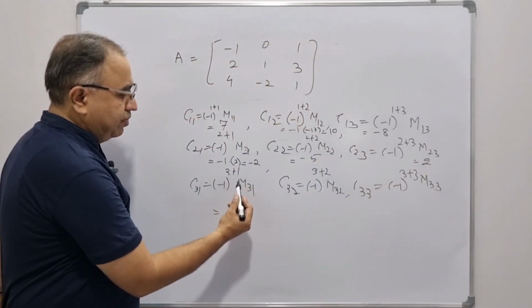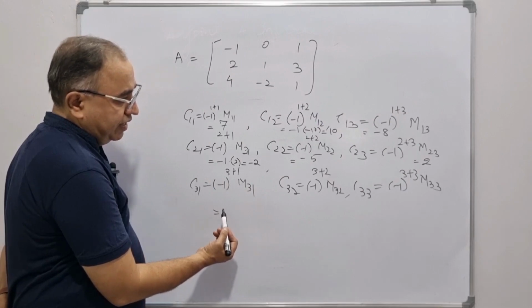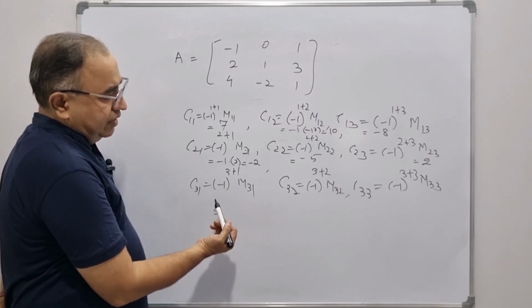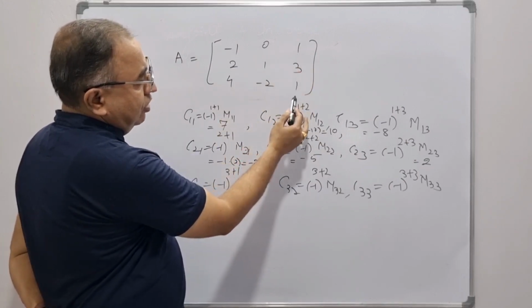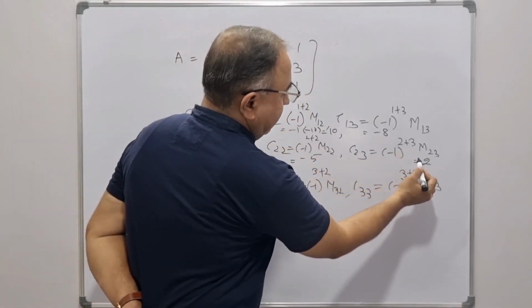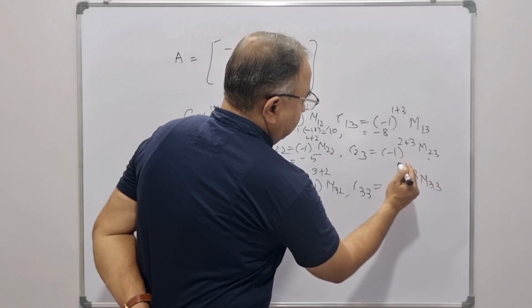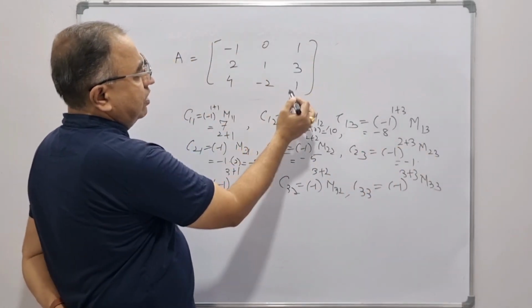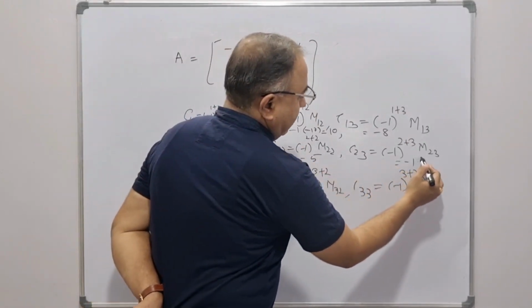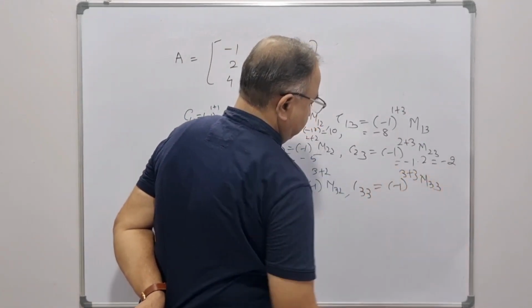Now C23: minus 1 to the power 2 plus 3, that is 5, is minus 1. M23, suppressing the second row and third column, is 2 minus 0, which is 2 only. So minus 1 into 2 makes it minus 2.